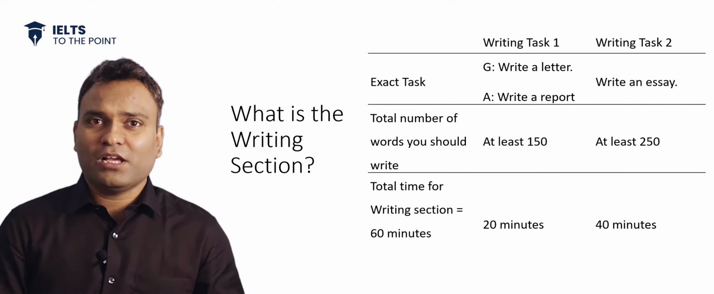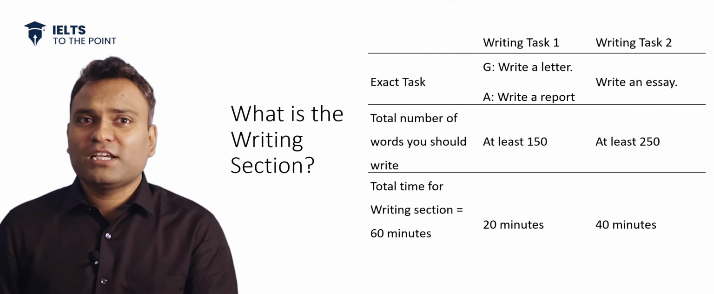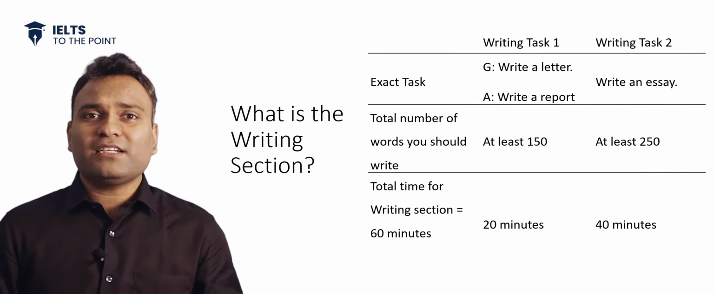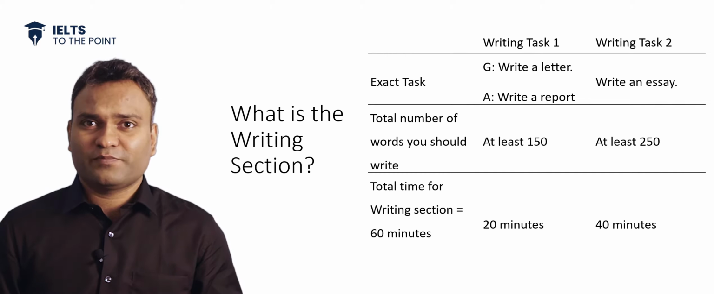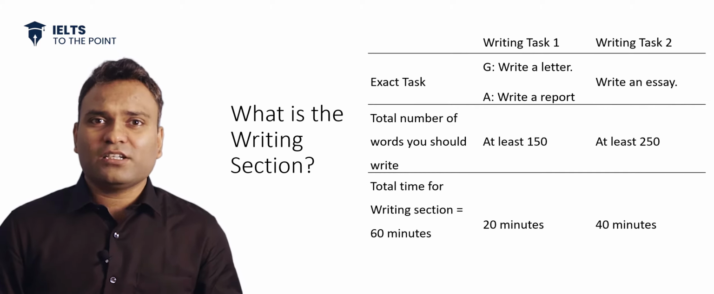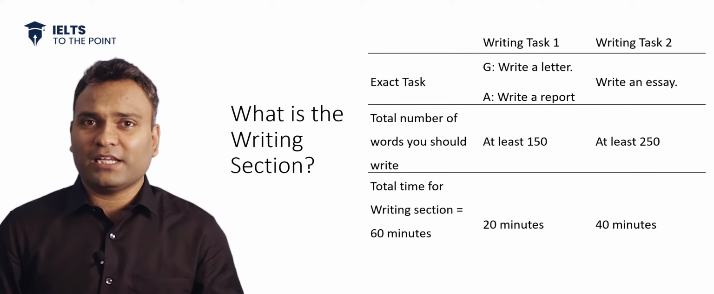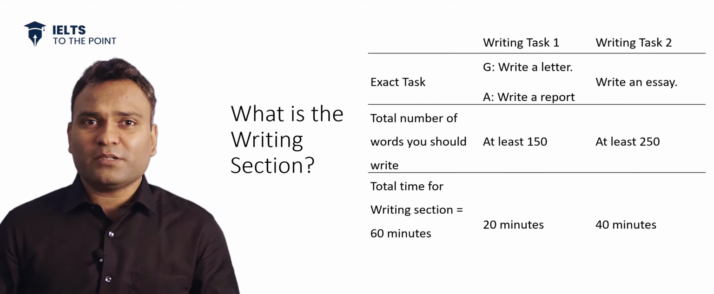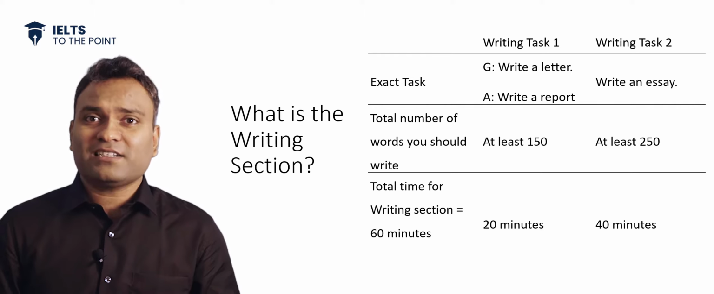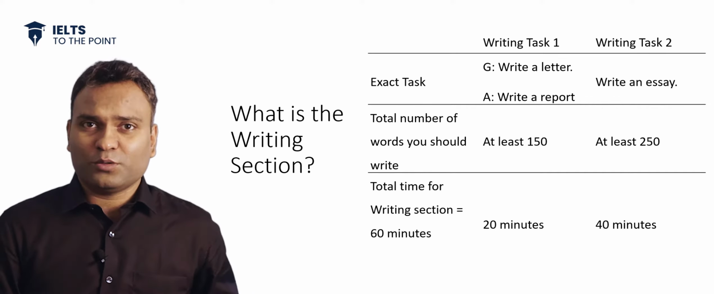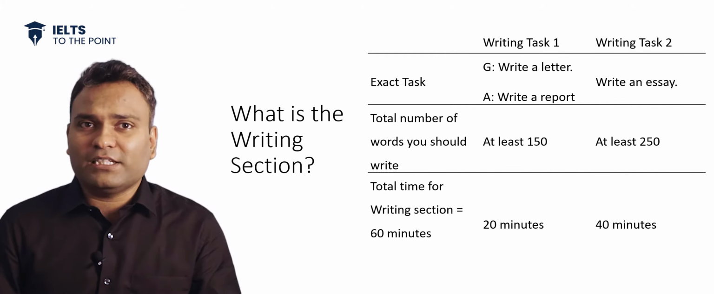As shown in the table, IELTS writing task 1 demands that you write at least 150 words, whereas writing task 2 demands a minimum of 250 words. As far as time is concerned, the total time for the writing section is 60 minutes. It is advised by IELTS that you spend about 20 minutes on task 1 and about 40 minutes on writing task 2. Understand, it is not compulsory that you spend exactly 20 minutes on task 1 and 40 minutes on task 2, it is just suggested by IELTS.